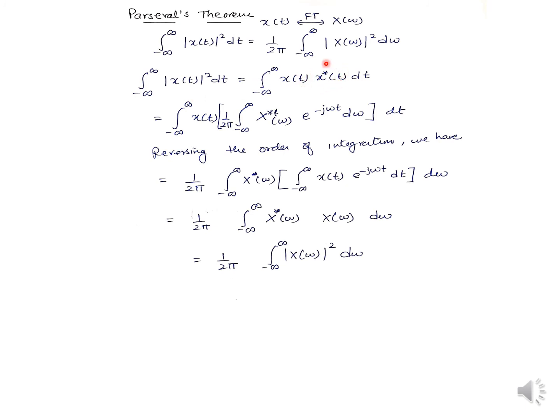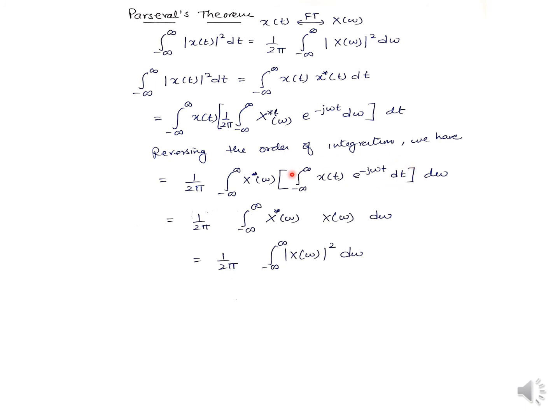As we know, mod of x(t) squared can be written as x(t) into x star(t), which is the complex conjugate of x(t), which can be written in the form of the inverse Fourier transform as 1 upon 2 pi, integral from minus infinity to infinity of capital X star(omega) e raised to the power minus j omega t d omega, dt. If we reverse the order of integration, X(omega) will come outside, x(t) will come inside, d omega will go outside, and dt will come in.